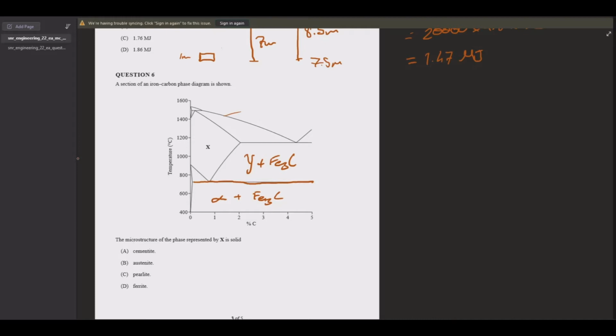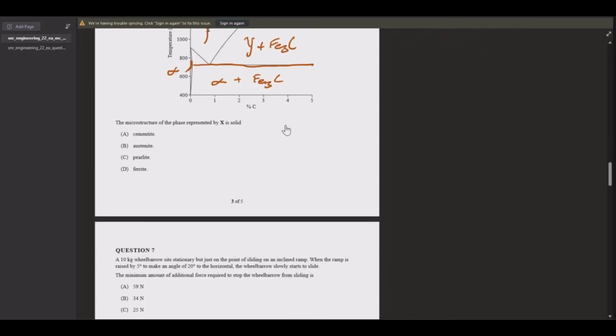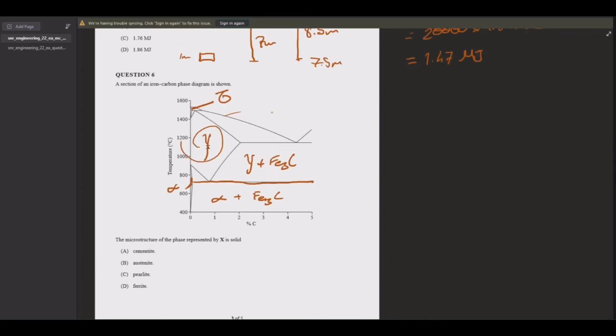And over here, we're actually just going to see austenite itself. And now this over here is also just ferrite, and they shouldn't ask you a question on this, but that section up there is delta ferrite. And yes, so the answer for that one is obviously going to be austenite.